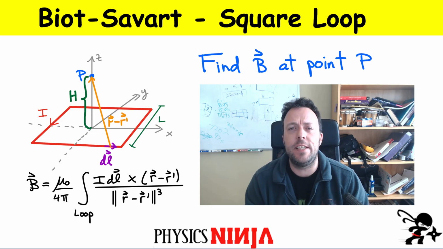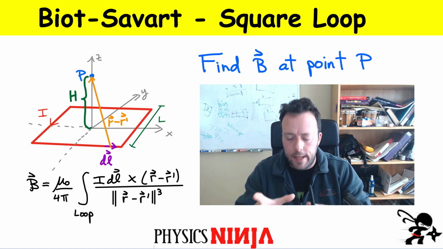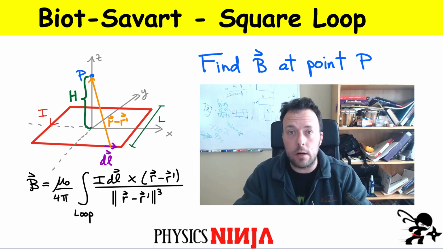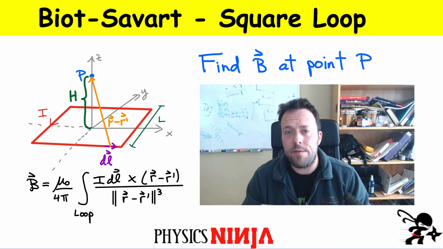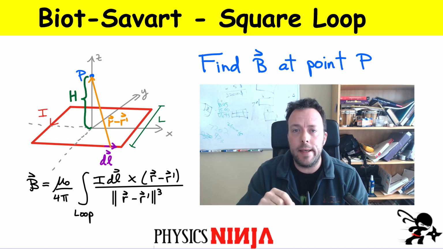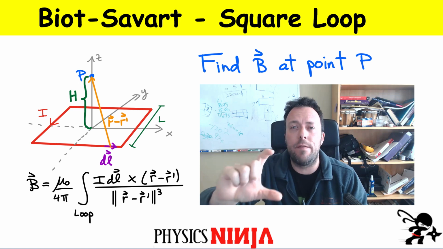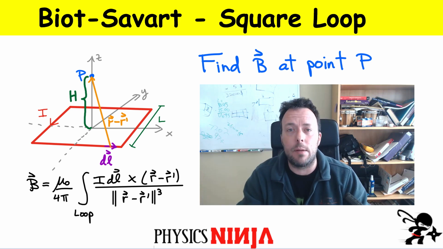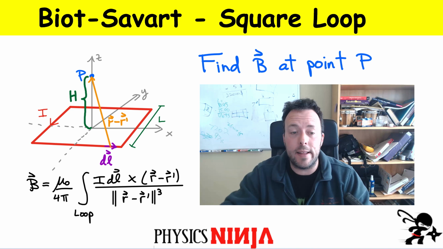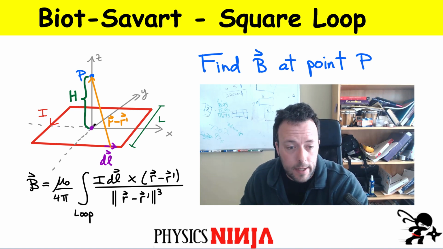Hi everybody, Physics Ninja. Today we're going to look at calculating the magnetic field due to a square current loop, and we're going to evaluate that magnetic field at a point that is above the square loop, a certain distance height above the plane. I previously did the problem where I calculated the field right at the center of the loop.